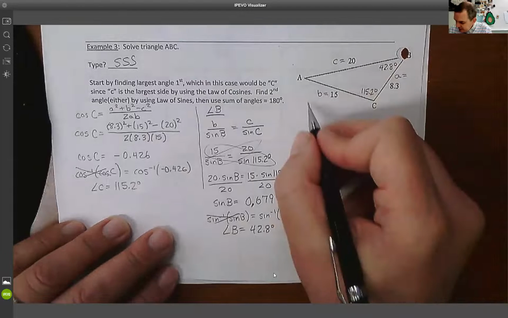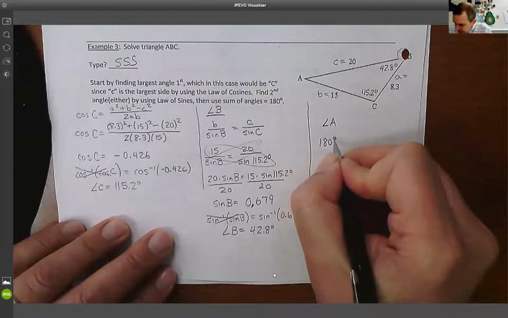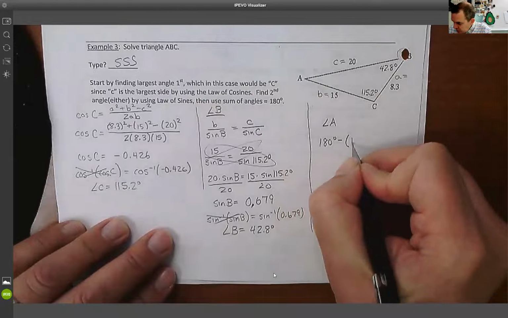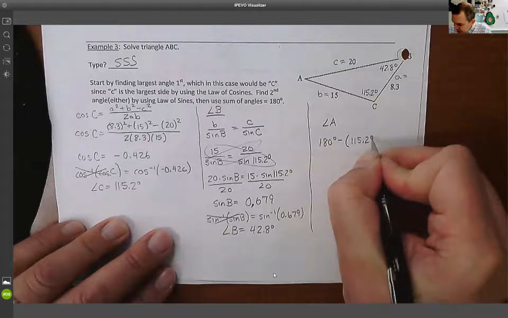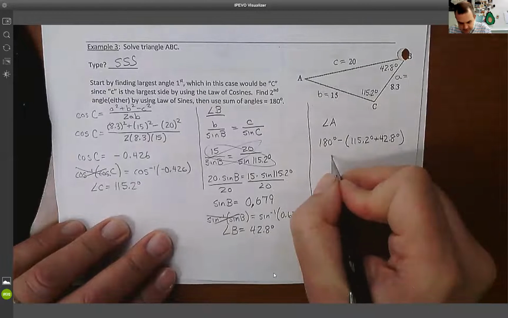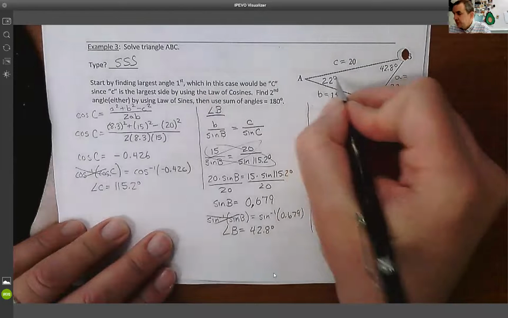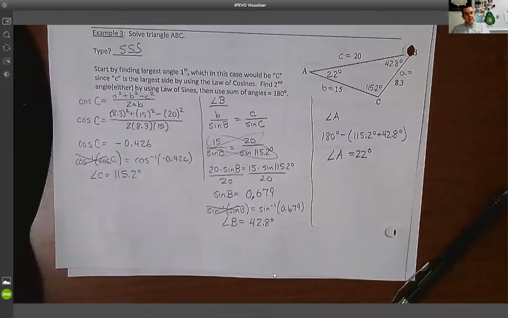And then last but not least, to figure out that missing angle A, I do 180 degrees minus 115.2 degrees plus 42.8 degrees. And when I do that, I find out that angle A equals 22 degrees. So this is going to be 22 degrees. So yeah, it's a lot of work. It's lots of steps, but it is really a substitution one.